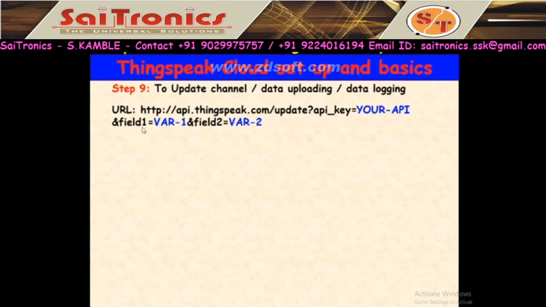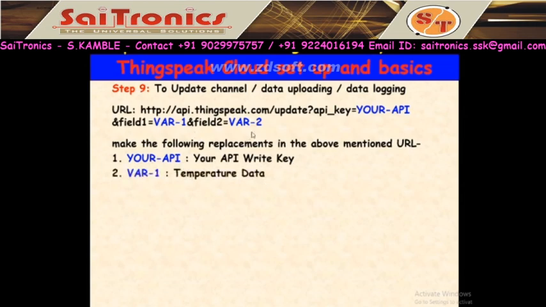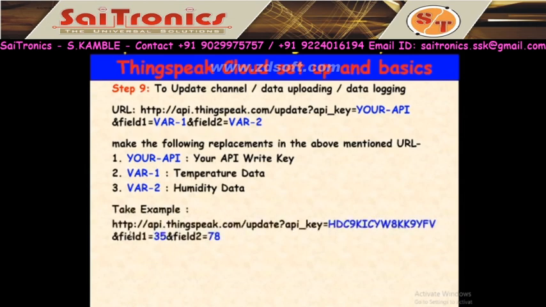For example, field1 is temperature, so you have to write the temperature value here. And field2 is for humidity. You have to write the value of field2. If you need more fields, you can add field3 and field4 like this. So in short, your URL is the API key, the write key, then field1 is your temperature data, field2 is your humidity data. So you have to write it like this.